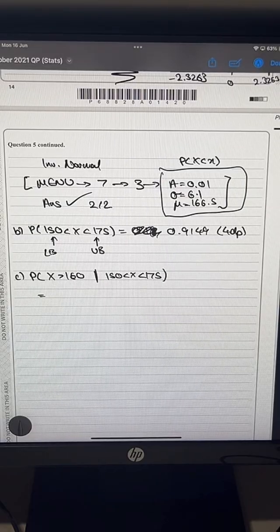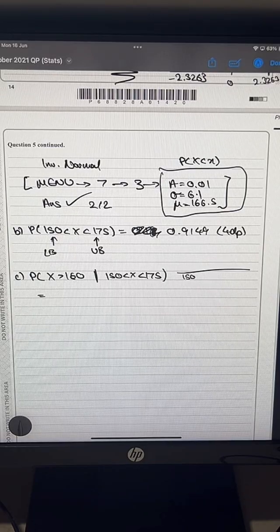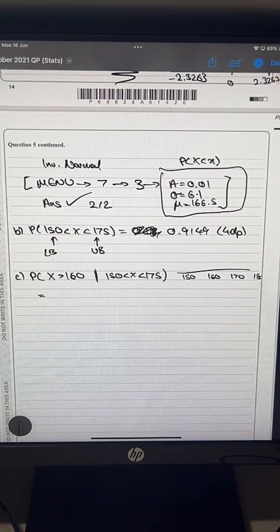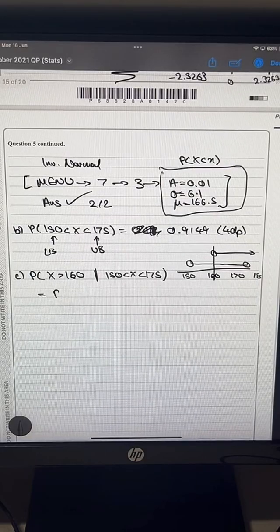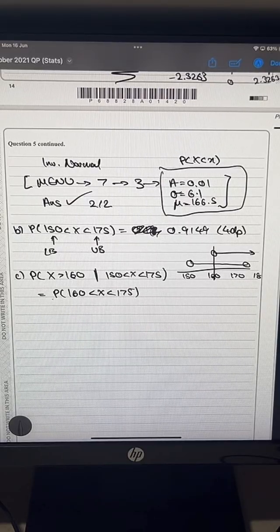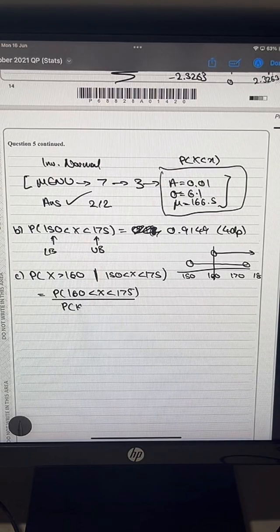Okay, we need to find the overlap between this. So what is the overlap between 160 and 150 to 175? If I just do a little number line, which might help some people, 150, 160, 170, 180, I have 160 and above, and I have 150 to 175, so the overlap is going to be from 160 to 175, right? So it's the probability of 160 is less than x, which is less than 175, divided by this probability here, right? Because that's the formula we use. 150 is less than x, which is less than 175.